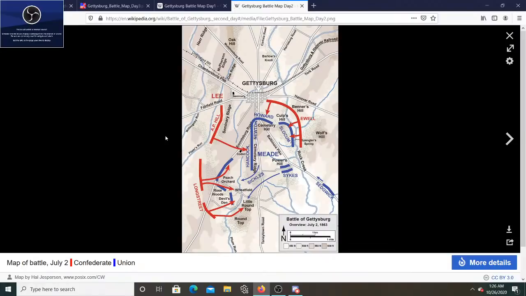So Meade's lost a lot of men and a lot of officers. His army is not in a condition to attack at Falling Waters. So I think it's a good thing they didn't. It would have been absolute slaughter, I think.